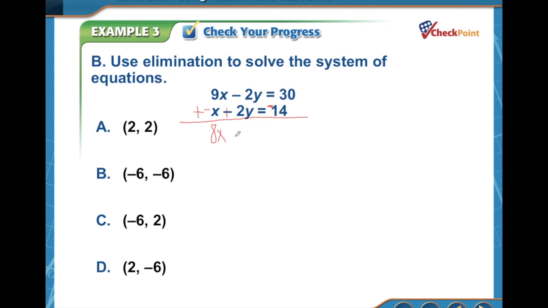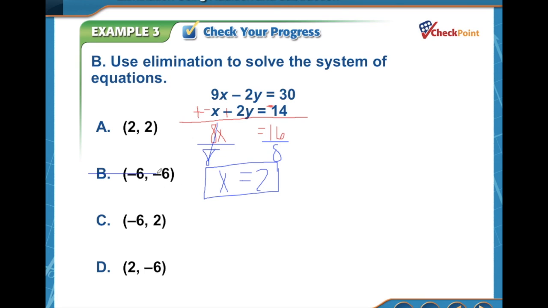Negative 2 plus 2 is 0, so nothing there. And 30 minus 14 is 16. So 8 times what is 16? I will now divide both sides by 8. Great. This goes away, and x equals 16 over 8. Comes out to be a whole number, so that's nice. X is 2. So if x is 2, we're halfway done.